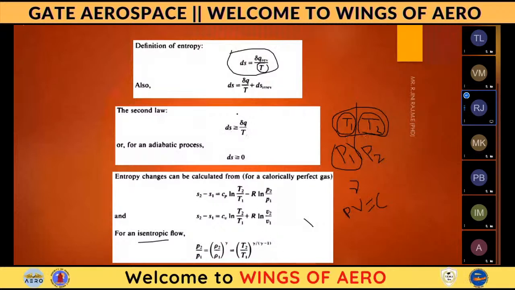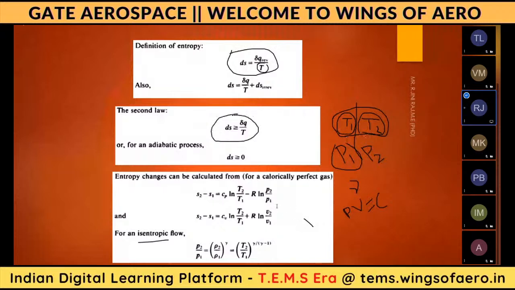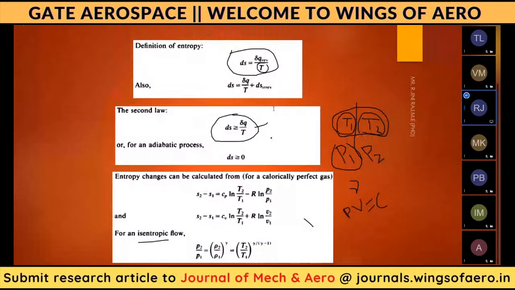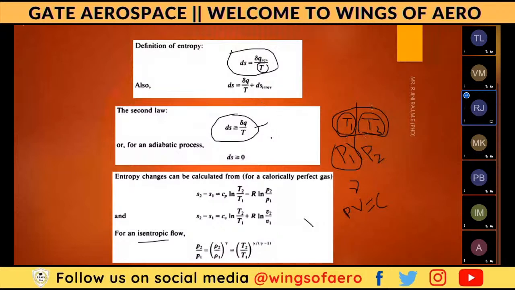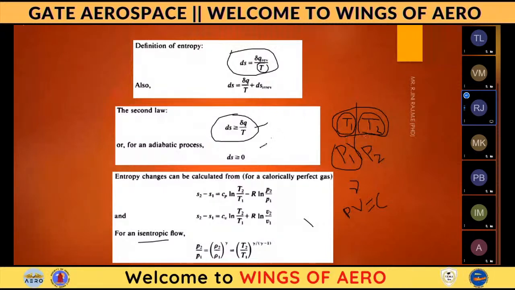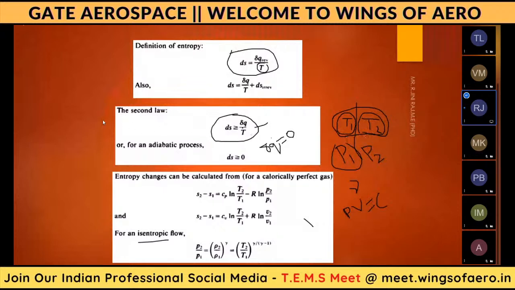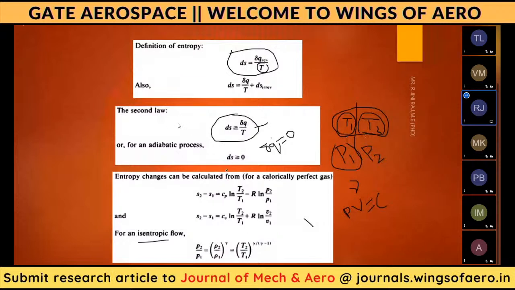One important consideration is that the shock is an adiabatic process. In an adiabatic process, no heat is either added or rejected. Therefore del q will be 0 for an adiabatic process. By substituting del q equal to 0 in this equation, dS becomes greater than or equal to 0. Therefore, for an adiabatic process, dS is greater than or equal to 0.